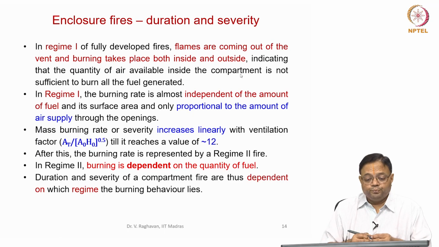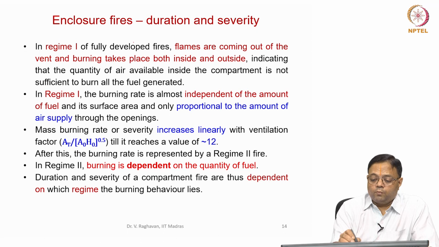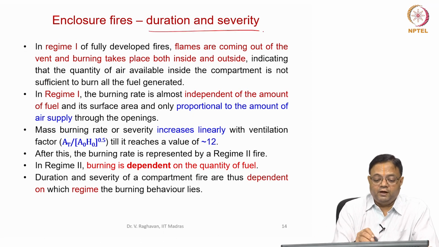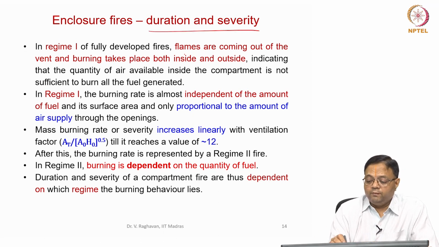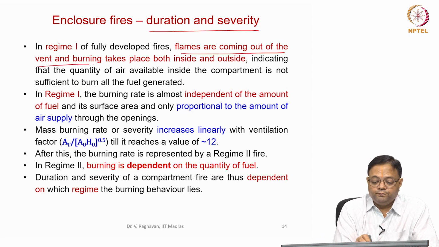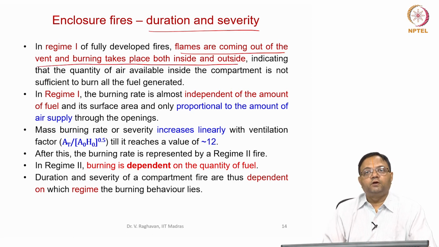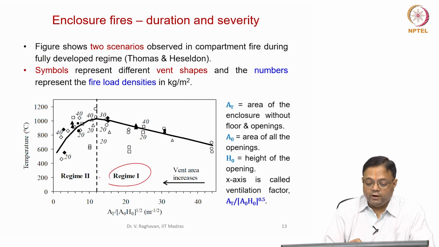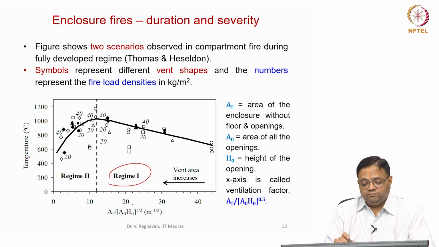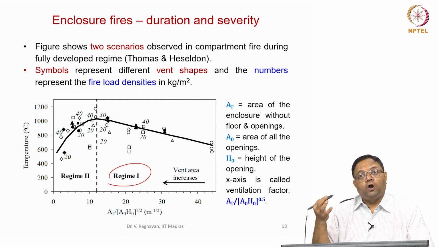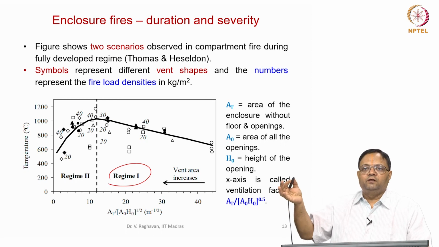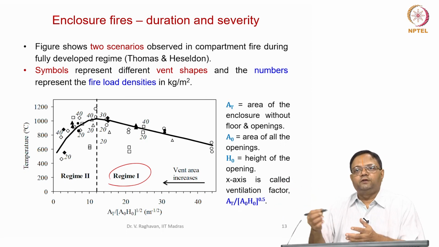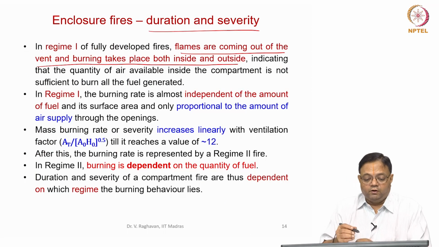So, let us move on and talk more about what we have seen in the last slide. In regime 1, flames are coming out of the vent. Burning takes place both inside and outside. Why? Because there is some oxygen coming in, so something is burning inside, but fuel rich gases go out, which are hotter, so they auto ignite when they are mixed with some oxygen outside the compartment also. That is regime 1.